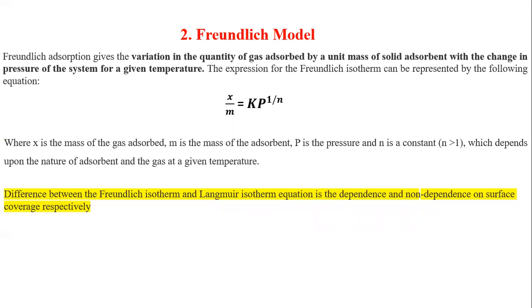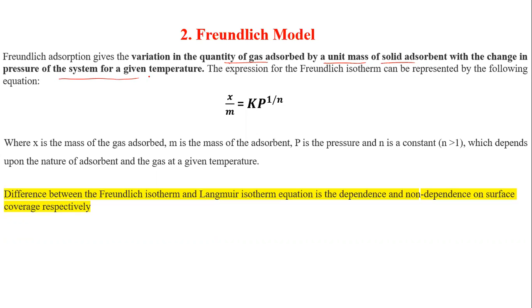Then we have our Freundlich model. The disadvantage of the Langmuir model was that it is applicable only at low pressure, and it is only for a single monolayer, that is, for chemisorption. Using the Langmuir model, you cannot study multilayers. Then comes the Freundlich adsorption, which gives the variation of the quantity of gas adsorbed by a unit mass of the solid, that is our adsorbent, with the change in the pressure of the system for a given temperature.